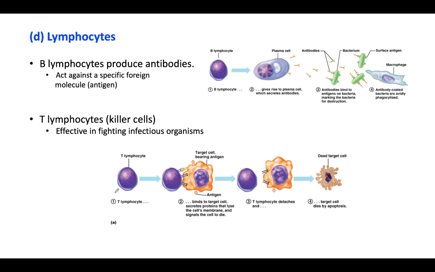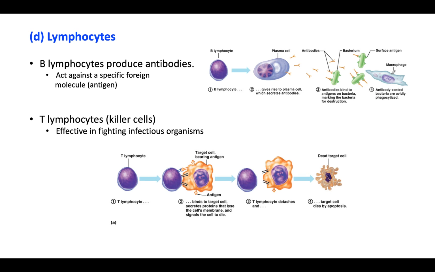Two main classes of lymphocytes are B cell and T cell. B cells, B lymphocytes, produce antibodies. B lymphocytes multiply to become plasma cells. These plasma cells secrete antibodies. Antibodies bind to antigen, so the antigen is coated with antibody. This antibody-coated antigen can be easily detected by macrophage.